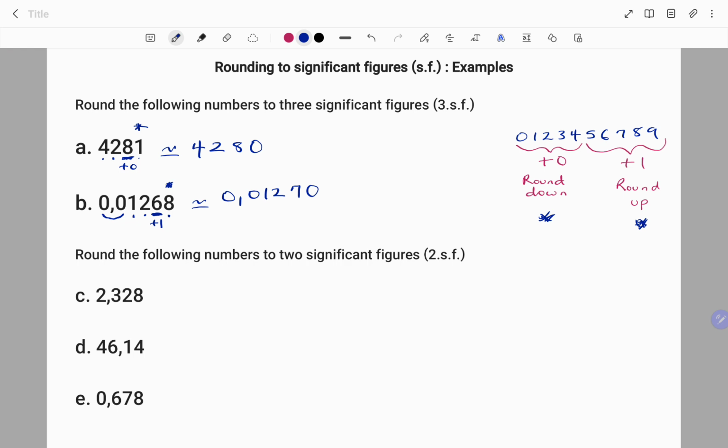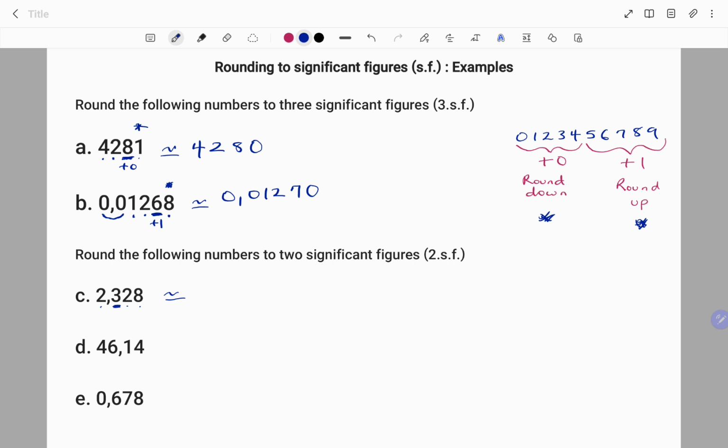In the second example, I have to round the following numbers to two significant figures. Like I did earlier, I'm going to tag each number. This is my first, this is my second, third, and fourth. I'm stopping at 2 because I'm rounding to two significant figures.